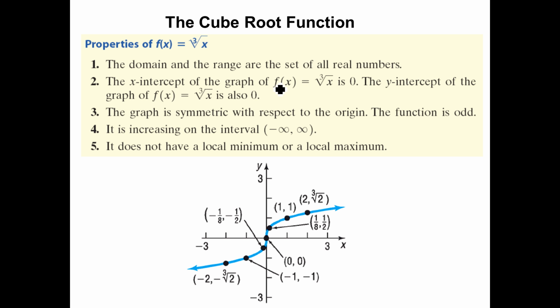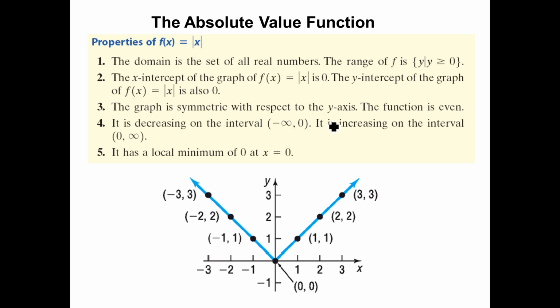Alright, so pause the video if you need to get all that down for the cube root function, and then we're moving on to the absolute value function. Alright, so the absolute value, remember anything negative, negative 3, we make positive, positive 3. But then positive 3 would just be itself, positive 3. So it ends up looking like this, as a V.